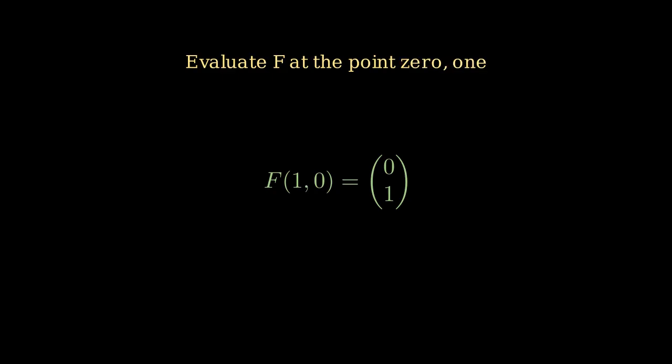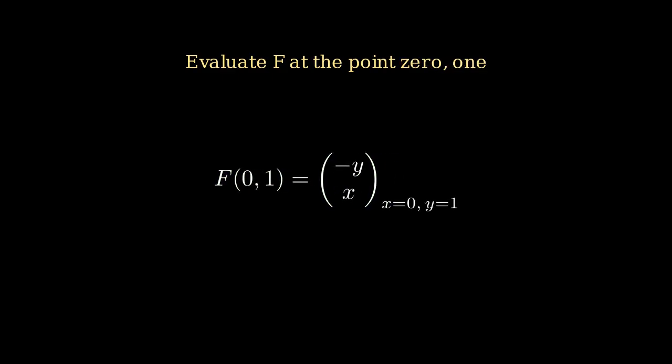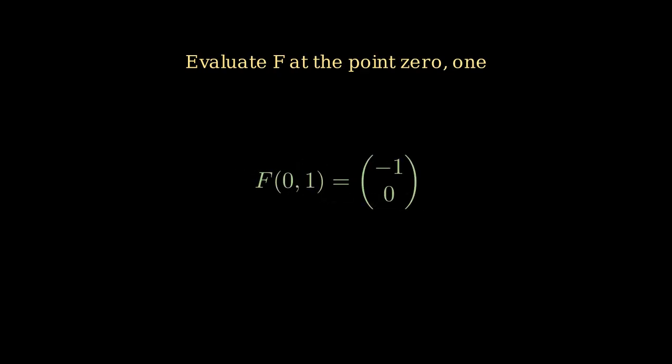Next, let's evaluate at the point 0, 1. Here, x equals 0 and y equals 1. So the vector is, open bracket, negative 1, comma, 0, close bracket.